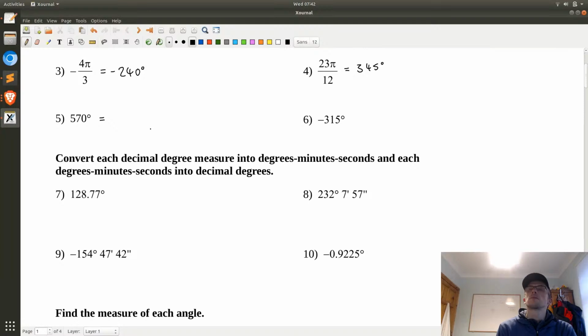570 degrees. 570 take 360 is 210 degrees. 210 degrees over 360 degrees is 7/12 of a full turn. 7/12 of a full turn is 7/12 of 2 pi. 7/12 of 2 pi is 14/12 of pi, which is 7/6. So 13/6 pi, I believe.